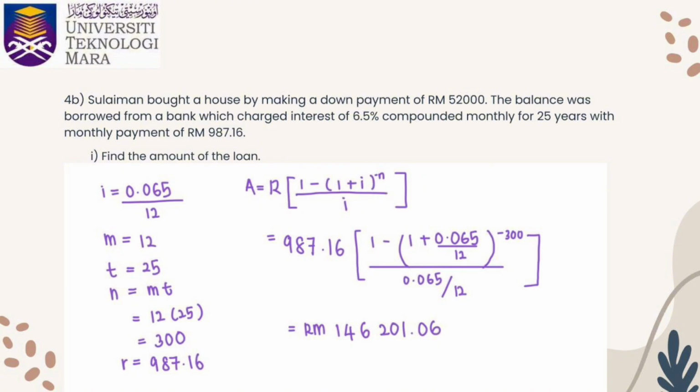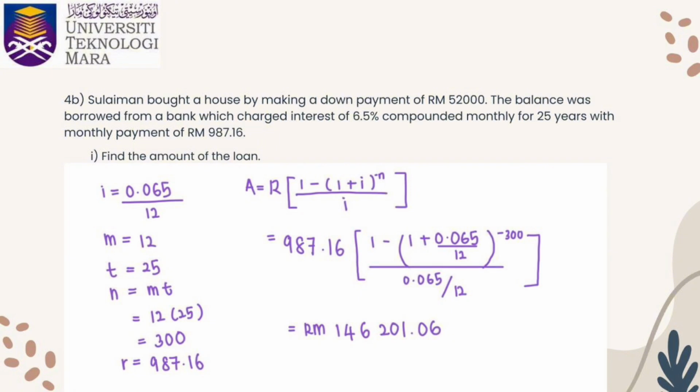RM52,000. The balance was borrowed from a bank which charged interest of 6.5% compounded monthly for 25 years with monthly payment of RM987.60. B1. Find the amount of the loan. From the question, we know that the interest charged is 6.5%, m equals 12, t equals 25 years, R equals 987 ringgit 60 cents.